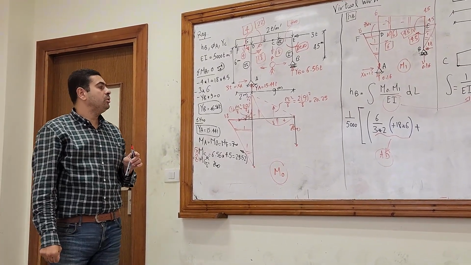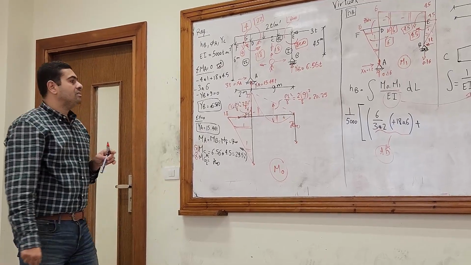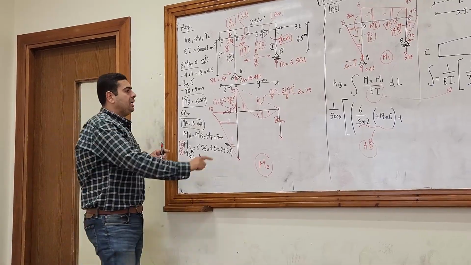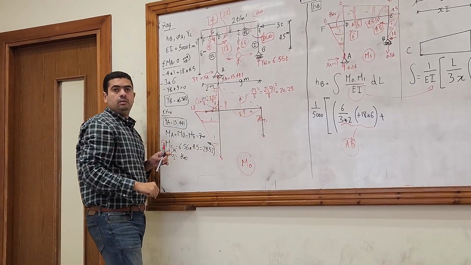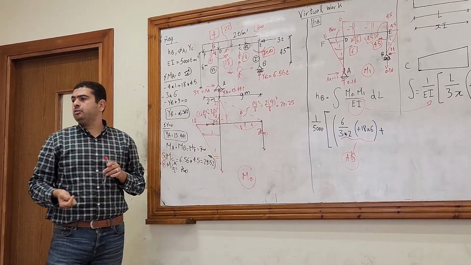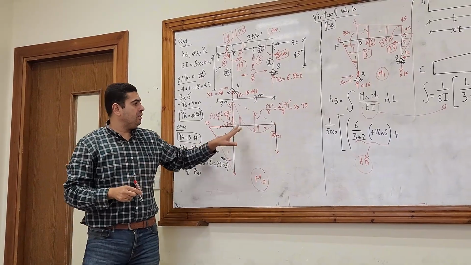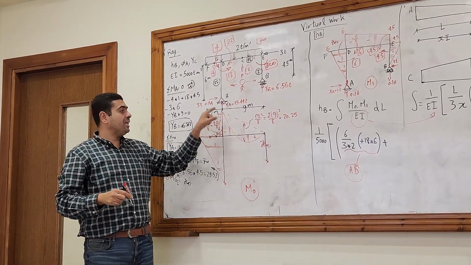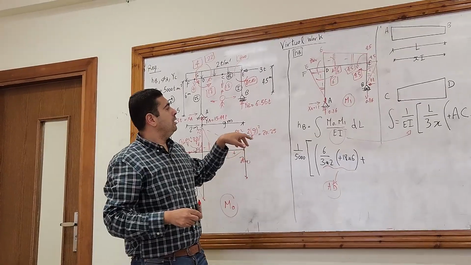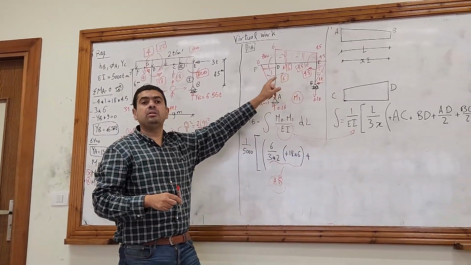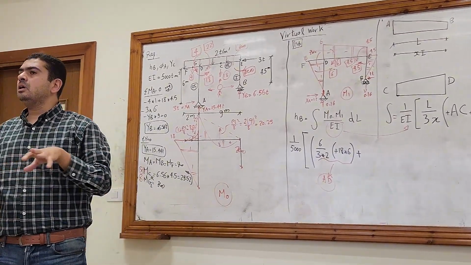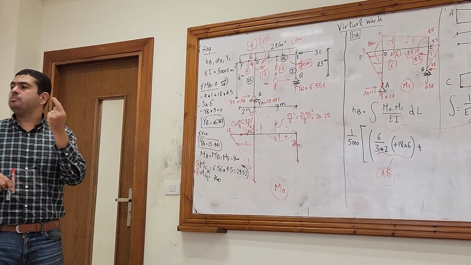What about the second member, DE? What is the moment here? It's like a triangle, and then I subtracted a parabola from the triangle. So here I have 2 shapes, a triangle and a parabola. What about the same member here? What is the moment? It's a trapezium, right? So how many integrations do I have for only this member, DE?